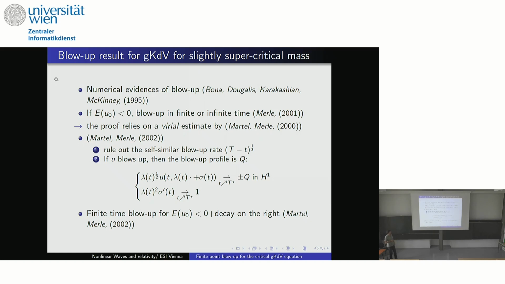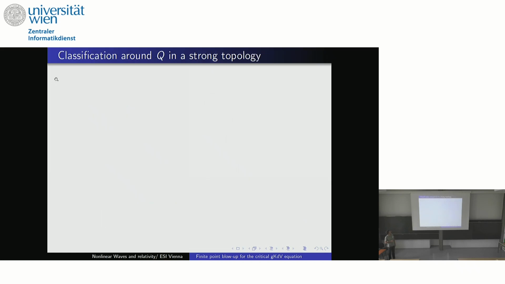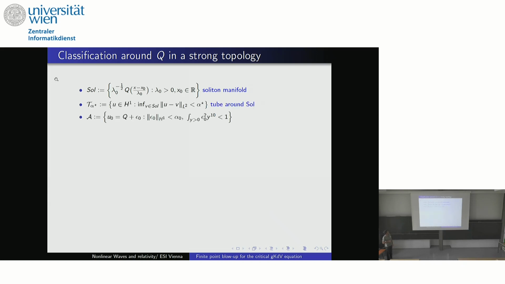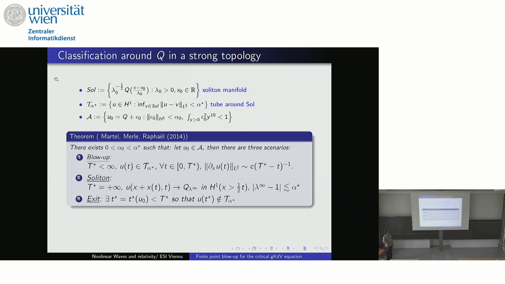Not finally, but around the same time, they also proved the first rigorous proof of finite time blow-up for a solution close in L2 to the ground state Q, with negative energy, but they had to have another hypothesis, which is a decay on the right for the initial data. And as you will see, this turned out to be important. So these results were revisited 10 years later, in a joint series of work of Martel, Merle, and Raphael.